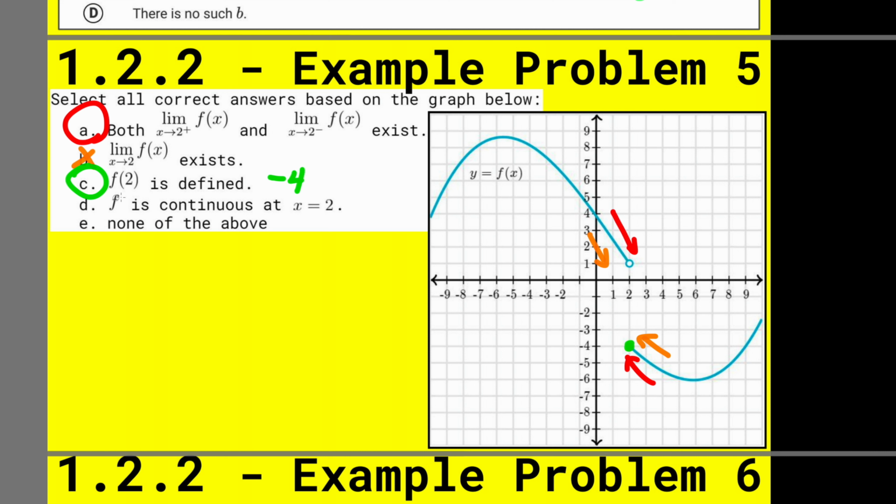Okay. F is continuous at x equals 2. Definitely not. There's clearly a jump here, so that doesn't work. And then none of the above doesn't work either. So the answer for this one should be A and C.